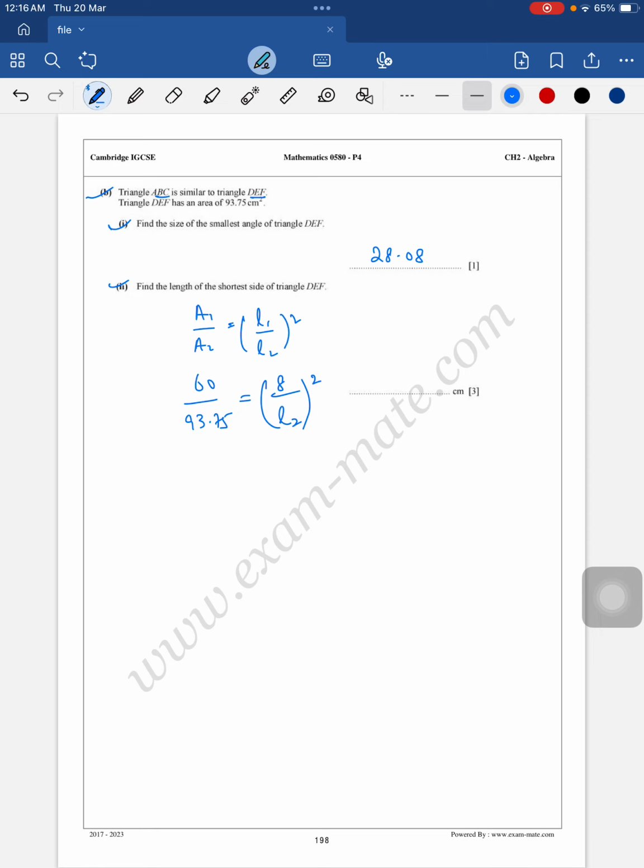In order to eliminate the square sign, I will be applying square root, right? So square root of 60 upon 93.75 is 4 upon 5. So L2 is equal to 8 into 5 upon 4, which is 10 centimeter. Clear? So that's all about question number 56.